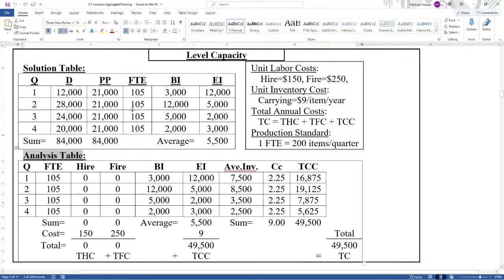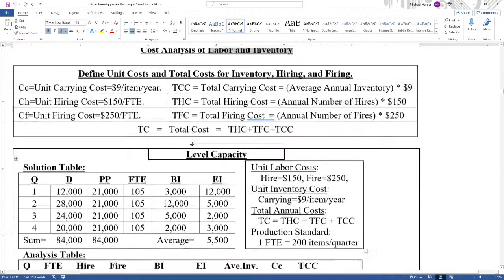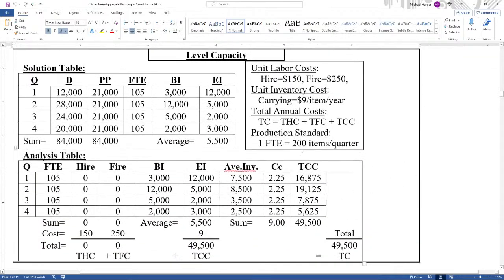Okay. First of all, we're going to look at cost of labor and inventory. First of all, labor. Notice our FTEs is just 105. Bring these down. Well, there's 0 hiring and firing because we don't really change anything. So that's 0, 0. We bring down a unit cost, and hiring and firing is 0. Well, that's easy. When you have a pure level capacity, hiring and firing is 0, and that could be considered a property. That's how things work.